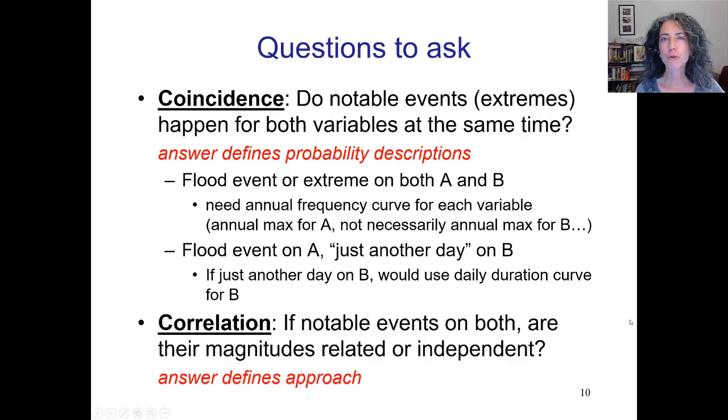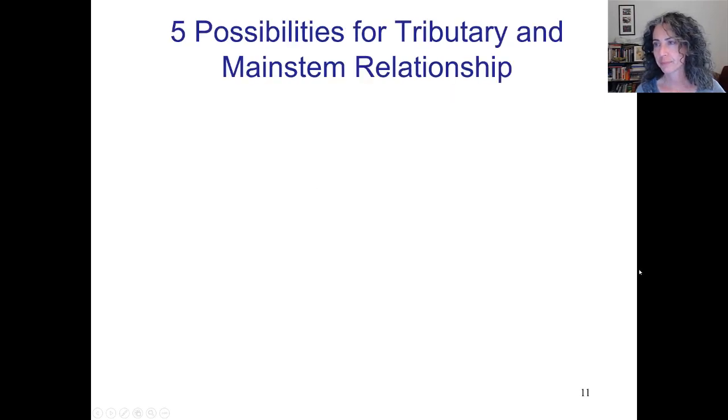Okay. Now, the other question is about correlation, right? If I do see notable events on both A and B, are their magnitudes related or are they independent? Now, the amount of correlation that we see is going to define the approach that we take. And so let's look at 5 different possibilities for the tributary and the main stem relationship.